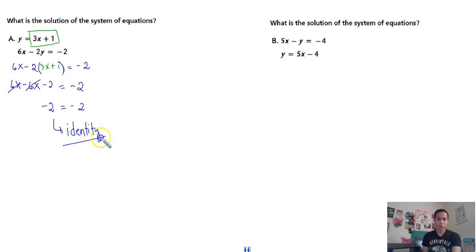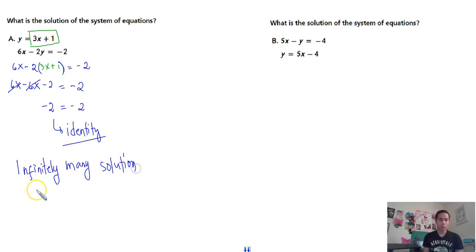I'll just write it here. They are identity, so the system of equations has infinitely many solutions. So here, both equations represent the same line. All points on the line are solutions to the system of equations. So we can now say that this one has infinitely many solutions. So both equations represent the same line. Same line. Sorry about that.